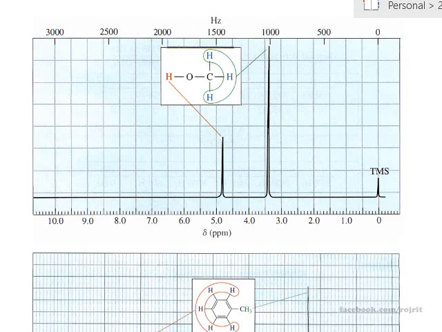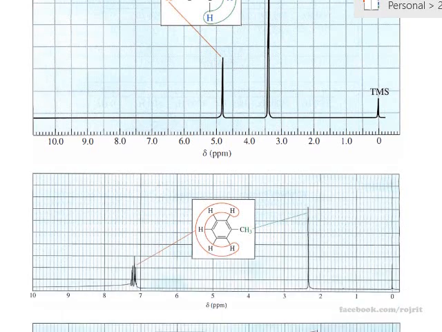And for OH, this is even higher because of the hydrogen bonding, right? And the hydrogen is now attached directly to the very high EN oxygen atom, right? So it goes to about 5 ppm.